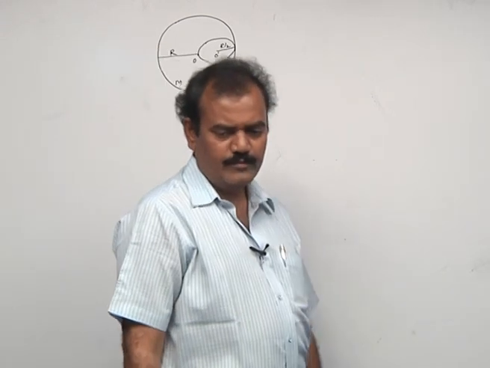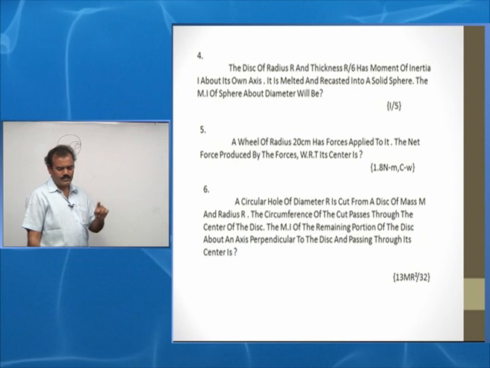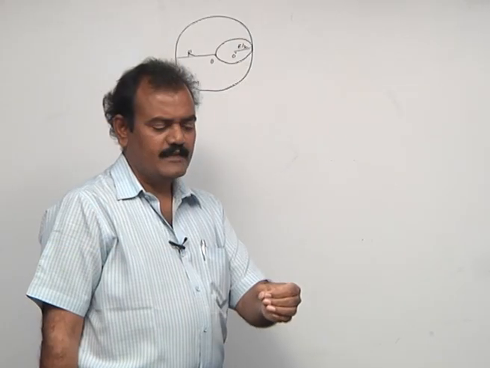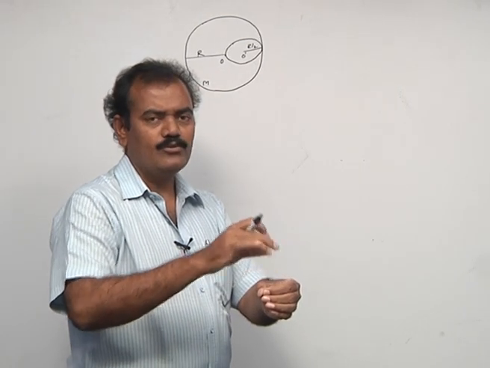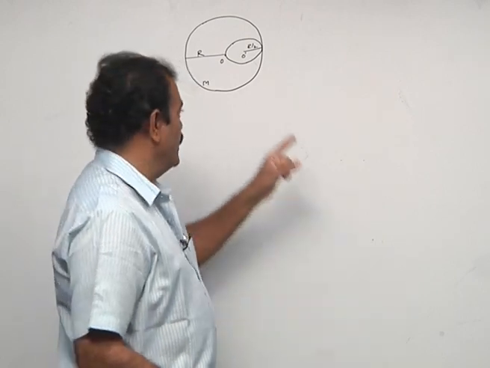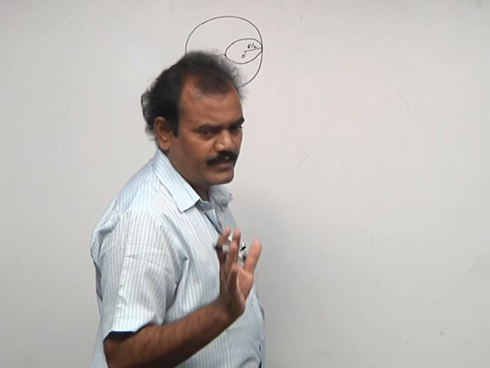You have to find out the moment of inertia of the remaining portion of the disc about an axis perpendicular to the disc and passing through the center. Suppose such a disc is there, and some portion is cut here, and for that remaining portion you have to find out the moment of inertia about this O. That's why you have to find out two moments of inertia.